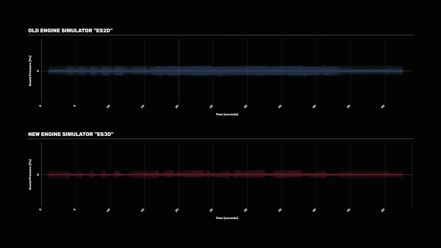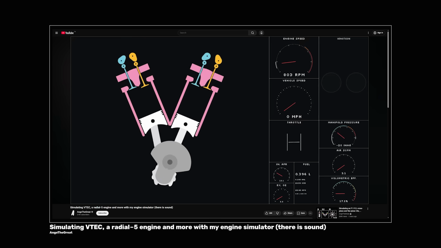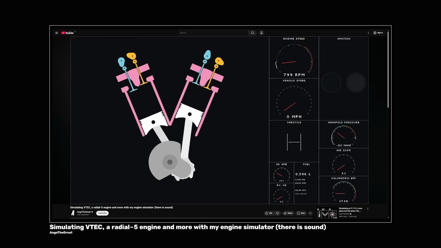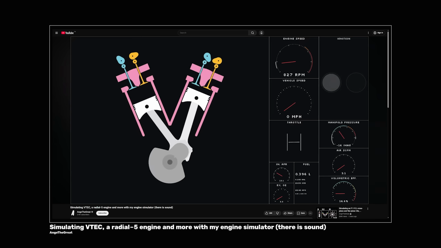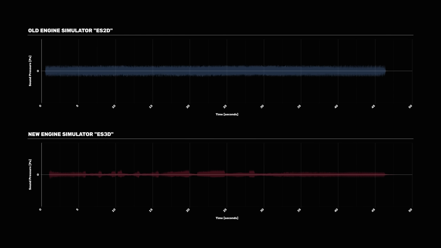Alright, let's try a more complicated engine. In my second ever engine simulator video, I showed a Harley Davidson engine. This was probably one of the worst engines in that video because the simulator just wasn't capable of modeling the complex dynamics in the exhaust tubes. So let's see if it sounds better in the new simulation.